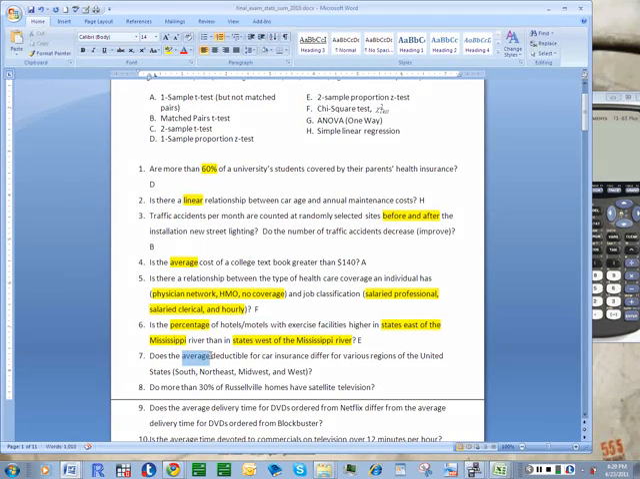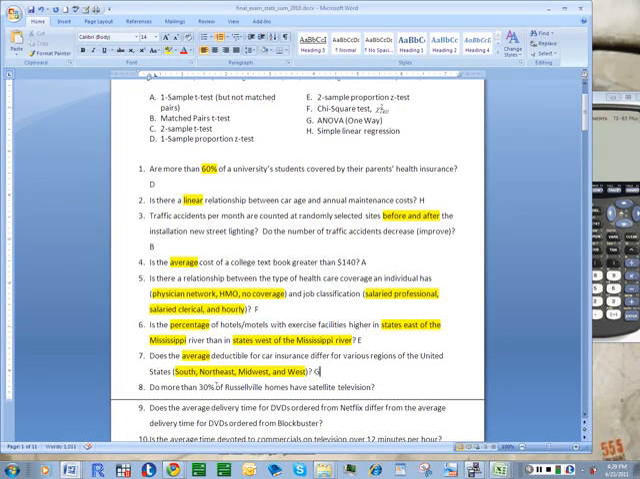It's the average. So, and deductible is a quantitative variable in different regions. So we have the average, and we have 4 groups. If we're looking at averages in 4 groups, that's an analysis of variance.